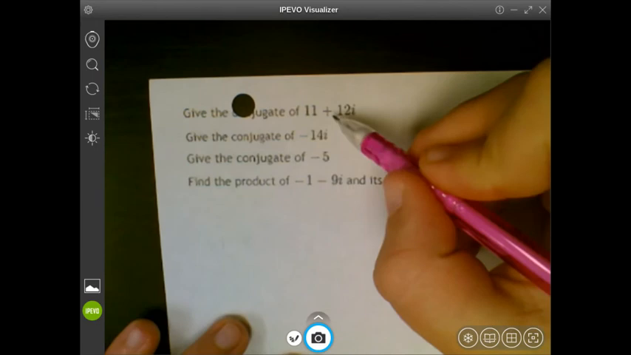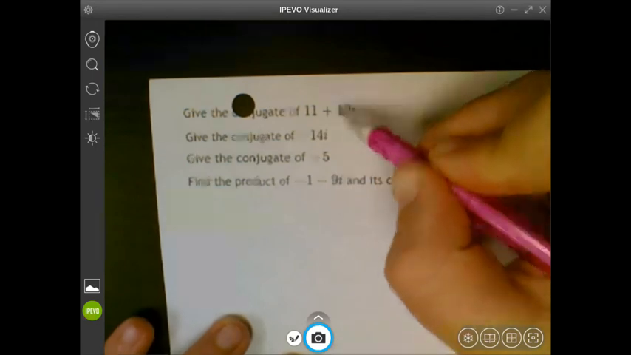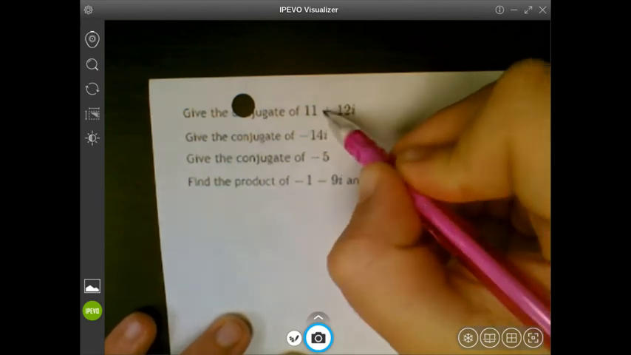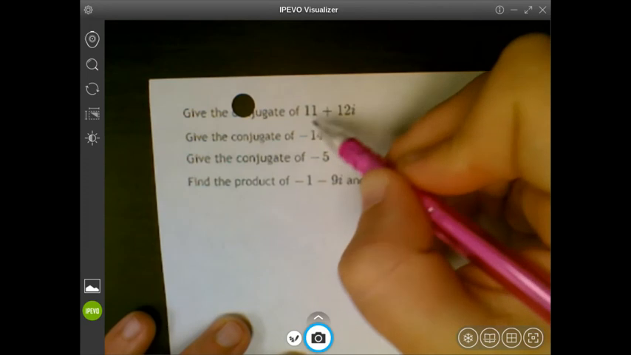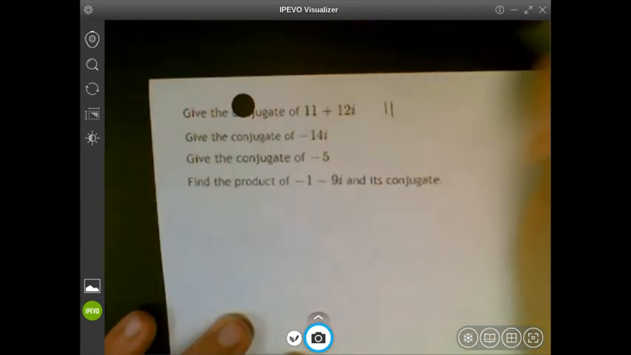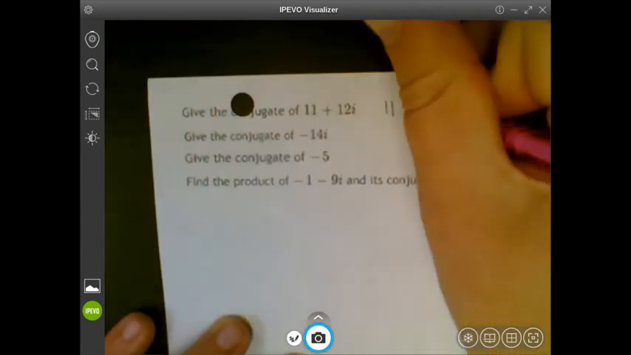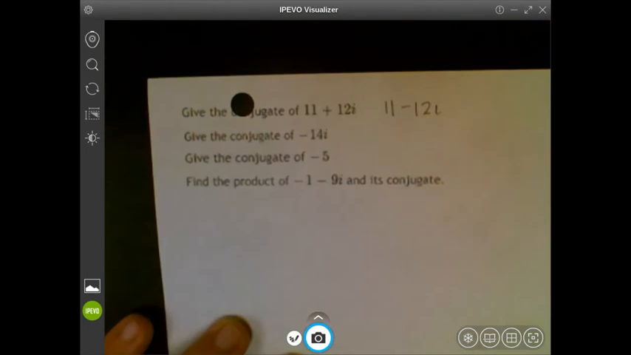So for example, this is a plus 12i in the imaginary portion. You're going to change the plus to a minus. You don't change the real part, so 11 is going to stay positive just like it was, but that 12i will change to a minus 12i, and these are considered conjugates of each other.